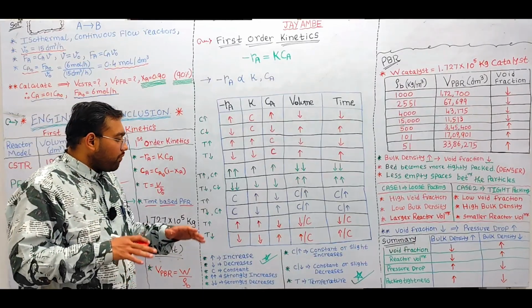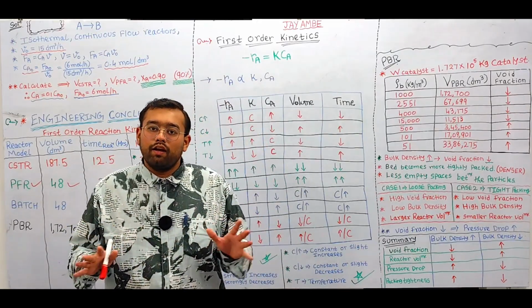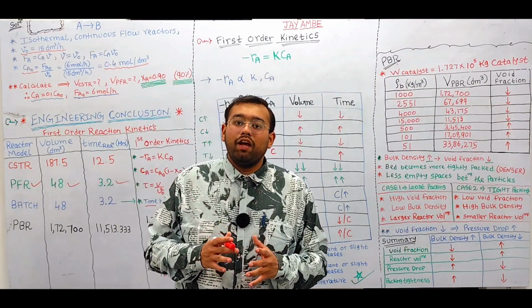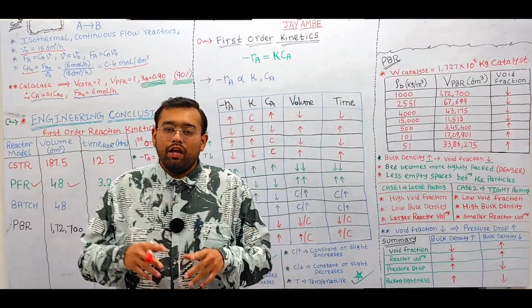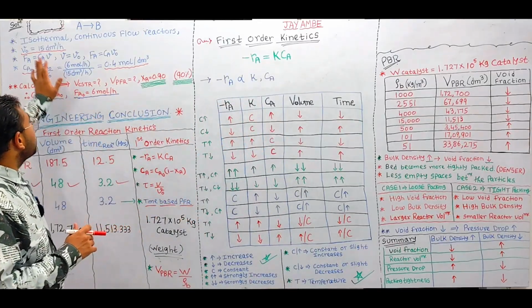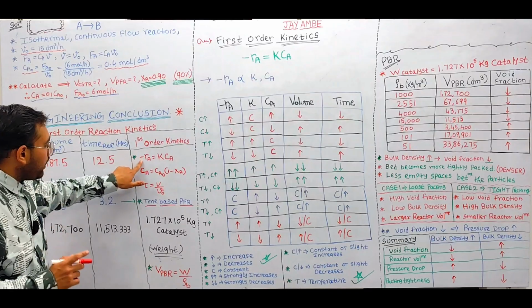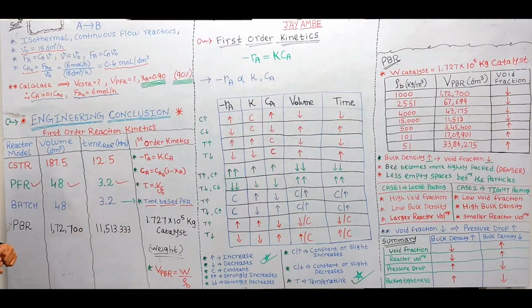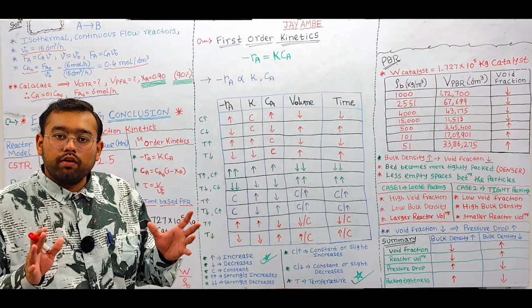Okay, so in order to conclude the entire lecture, in today's lecture, finally, I will make you understand the engineering conclusion for the first order reaction kinetics, right? Where we have kept all the operating parameters constant, and we have used the first order reaction kinetics, where we have given the rate law minus rA is equal to kCA, where we have used different reactor models, CSTR, PFR, batch, and PBR, and we have tried to understand and design the required volume of the reactors.